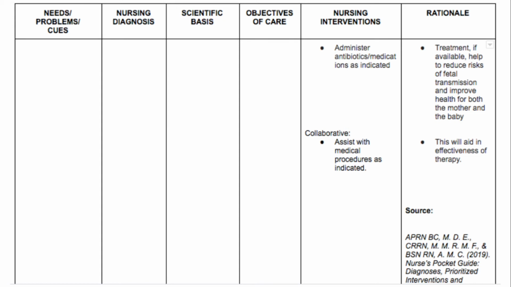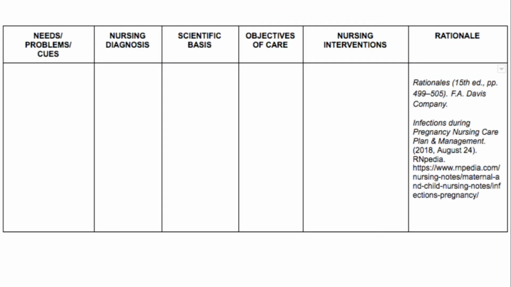Administer antibiotics or medications as indicated. The rationale being treatment, if available, helps to reduce risk of fetal transmission and improve health for both the mother and the baby. Collaborative: assist with medical procedures as indicated, as this will aid in effectiveness of therapy and delivery of appropriate care. That is all for TORCH infection.